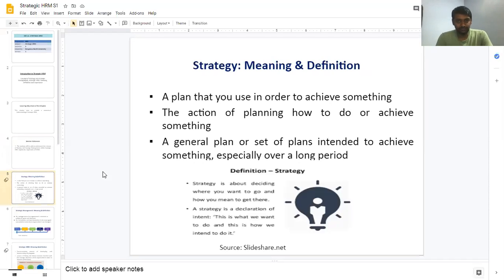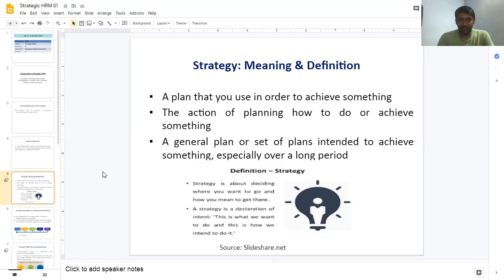Now we'll start with the basic concept of strategy. So the meaning and definition. Basically, strategy is nothing but a simple plan that we use in order to achieve something. Any task which can be accomplished with a certain plan is known as strategy. In other words, the action of planning how to do or achieve something. Okay, so if you want to achieve some task, we'll plan. So that particular plan is known as strategy.